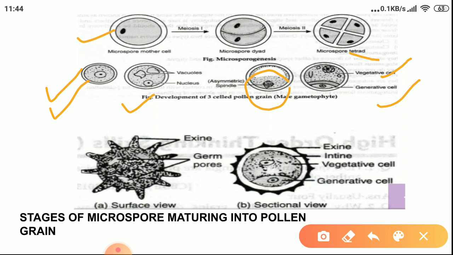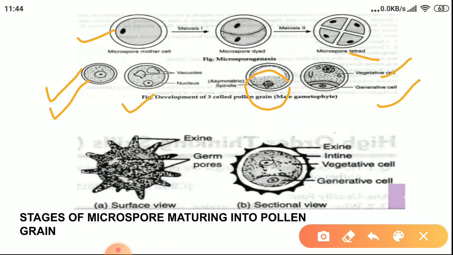So you can say approximately 60% of angiospermic plants shed pollen grains at two-celled stage. So always remember and keep this in your mind that two-celled stage refers to one vegetative cell and the second one will be generative cell. Okay. Now before moving on, it is very important to understand the structure of pollen grain. Okay, there are two views given.